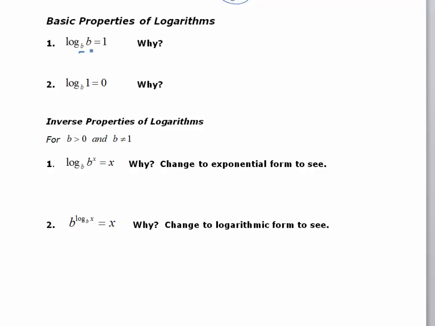But it's easier to see this if we convert it to exponential form. So we would say the base is b, the exponent is 1, is equal to the argument here, which is b. So that makes sense. b to the 1 equals b. Number 2, the log of 1, no matter what the base is, equals 0. And again, we'll convert that to exponential form so that we can see why it works. b to the 0 equals 1. So the log of 1 is always going to equal 0.